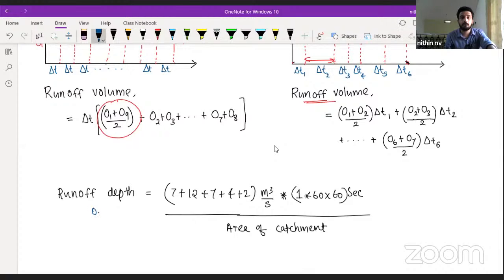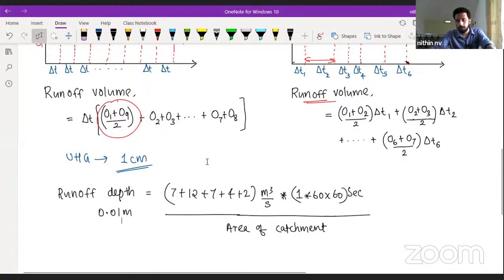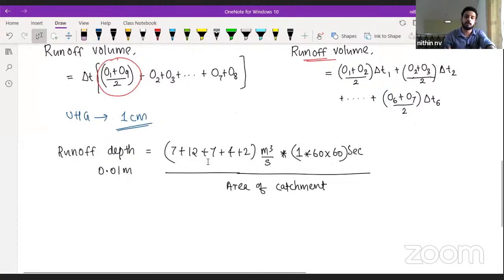So what we need to do, it's a unit hydrograph, very important. For a unit hydrograph, runoff depth is equal to 1 centimeter. That itself can be a GATE question. Okay, so which means, sorry, we have to substitute 0.01 meters. Okay, then only meter cube and meter will get cancelled, and we are going to get the area of catchment in meter square.